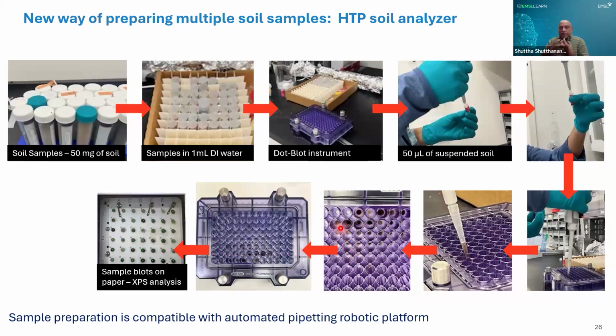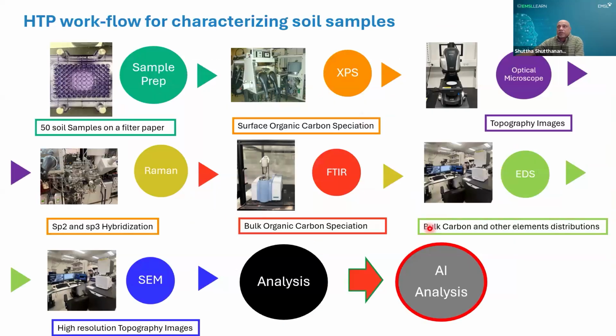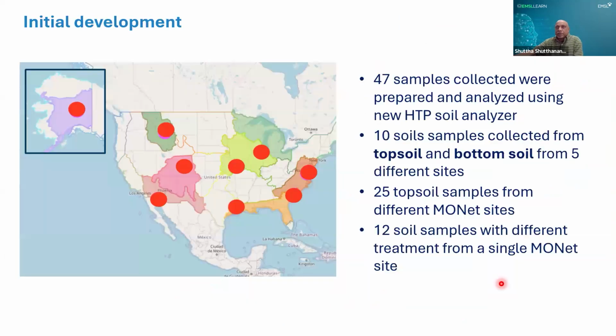So these soil residues are embedded very nicely so that we can move this filter paper to different instruments. Here is the soil particle in one spot, so you can clearly see we have a uniform amount of soil present in that sample. So this is the workflow for our experiment. We can do all kinds of multimodal analysis, and then finally we can do some AI analysis.